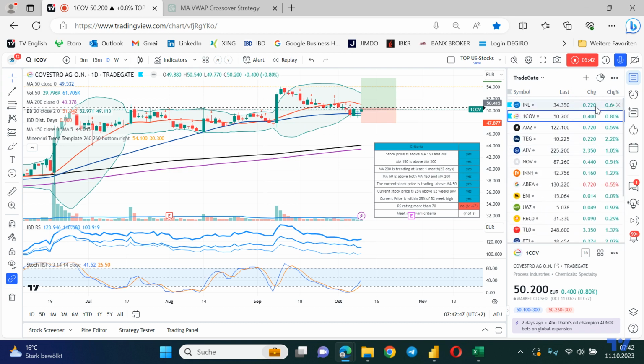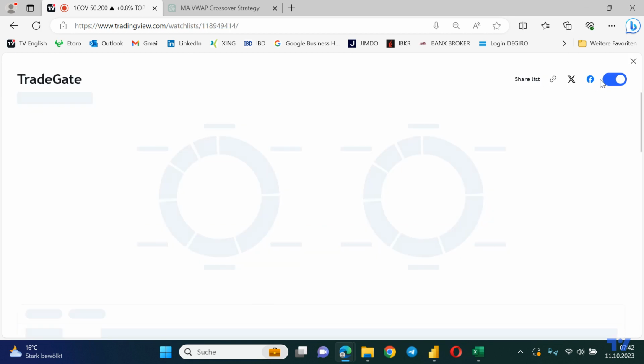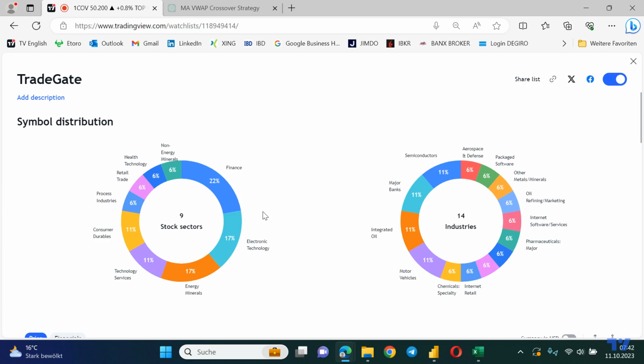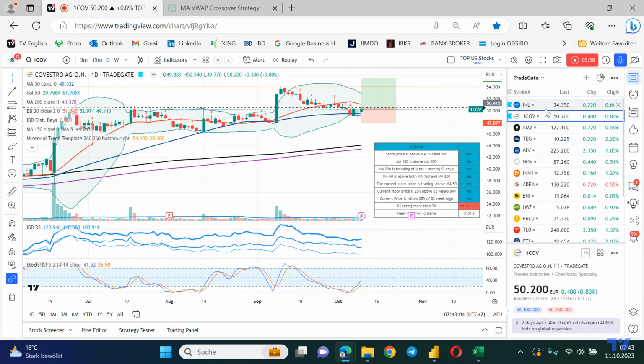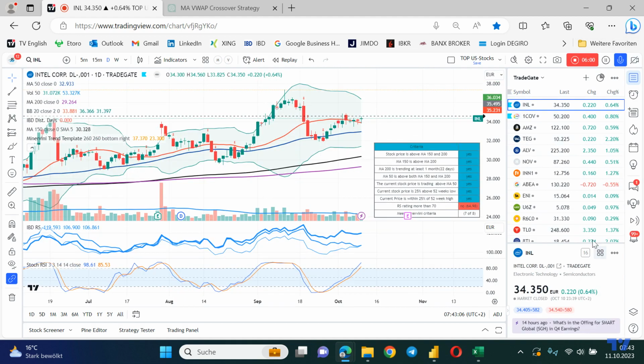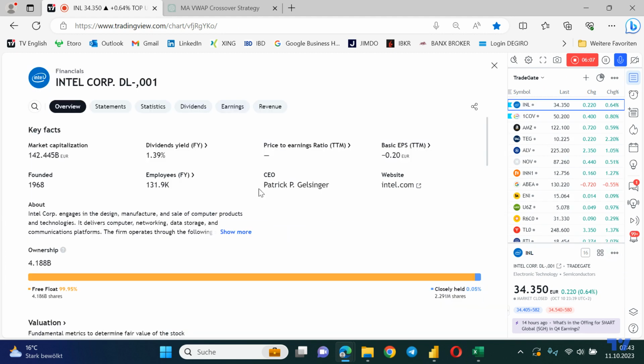Overall, the watch list, now we can do some more analysis. Let's look at that. It's nicely distributed across sectors and also across the industries. So we have a well diversified watch list here, which is good. We can also, of course, not just look at the technicals by clicking the symbol here. We can look at the financial metrics as well.